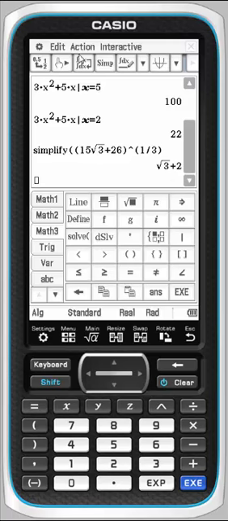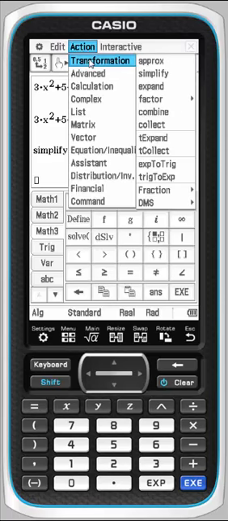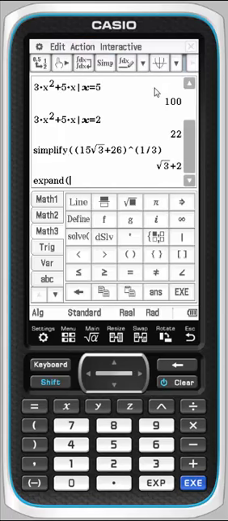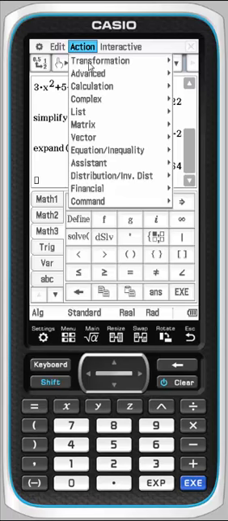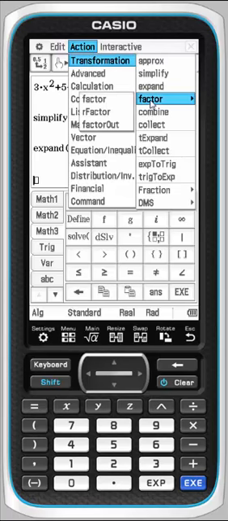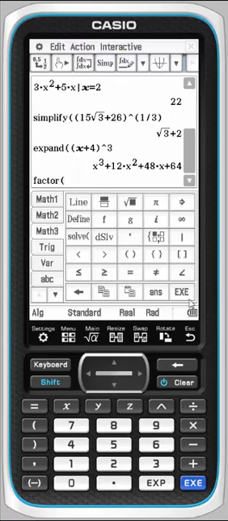Another very handy tool under Action Transformation is Expand. If I were to expand x plus 4 quantity to the 3rd power, it will multiply that all out and give me a nice long polynomial. Closely related to that is factor. There are several factor options. I'm just going to pick the initial factor option.